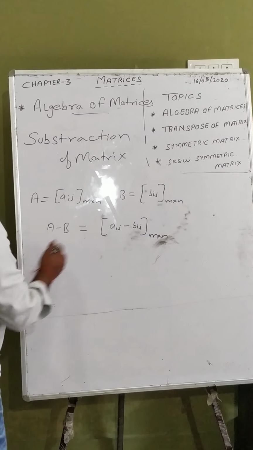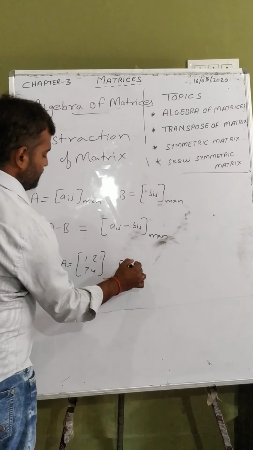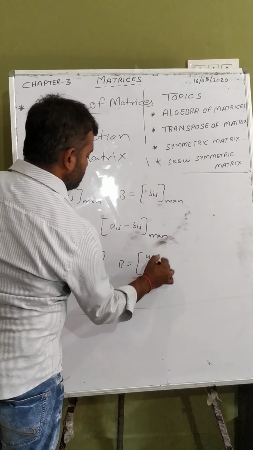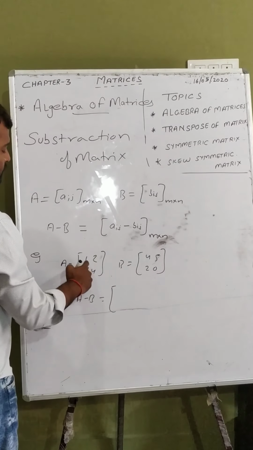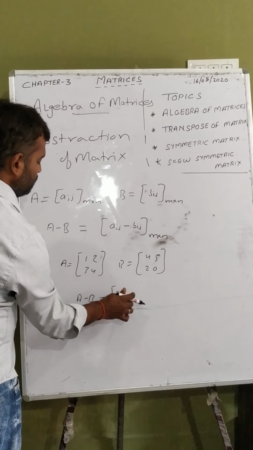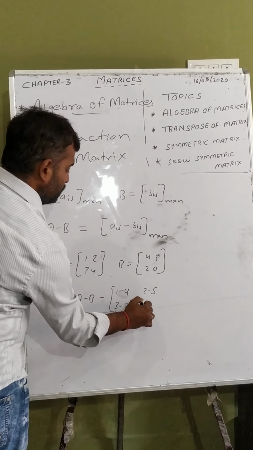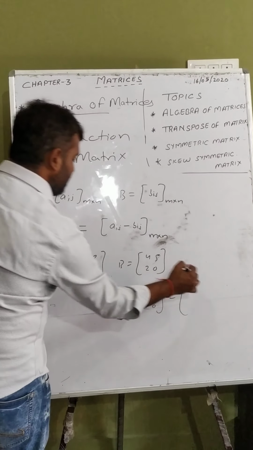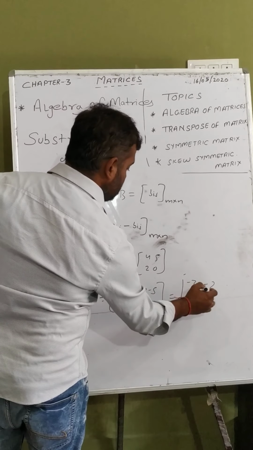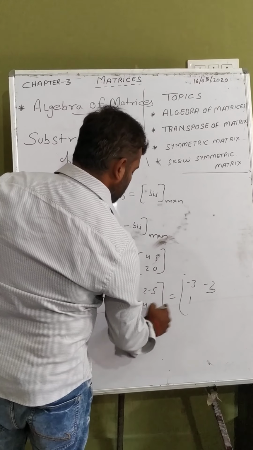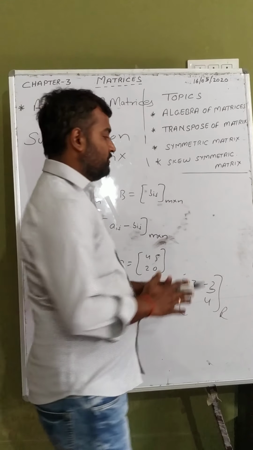For example, A equals 1, 2, 3, 4 and B equals 4, 5, 2, 0. Now we are going to find A minus B. Both are of order 2 by 2, so the orders are the same. Then 1 minus 4, 2 minus 5, 3 minus 2, 4 minus 0. Corresponding elements are subtracted: 1 minus 4 is minus 3, 2 minus 5 is minus 3, 3 minus 2 is 1, 4 minus 0 is 4. This is the result. This is called the subtraction of matrices.